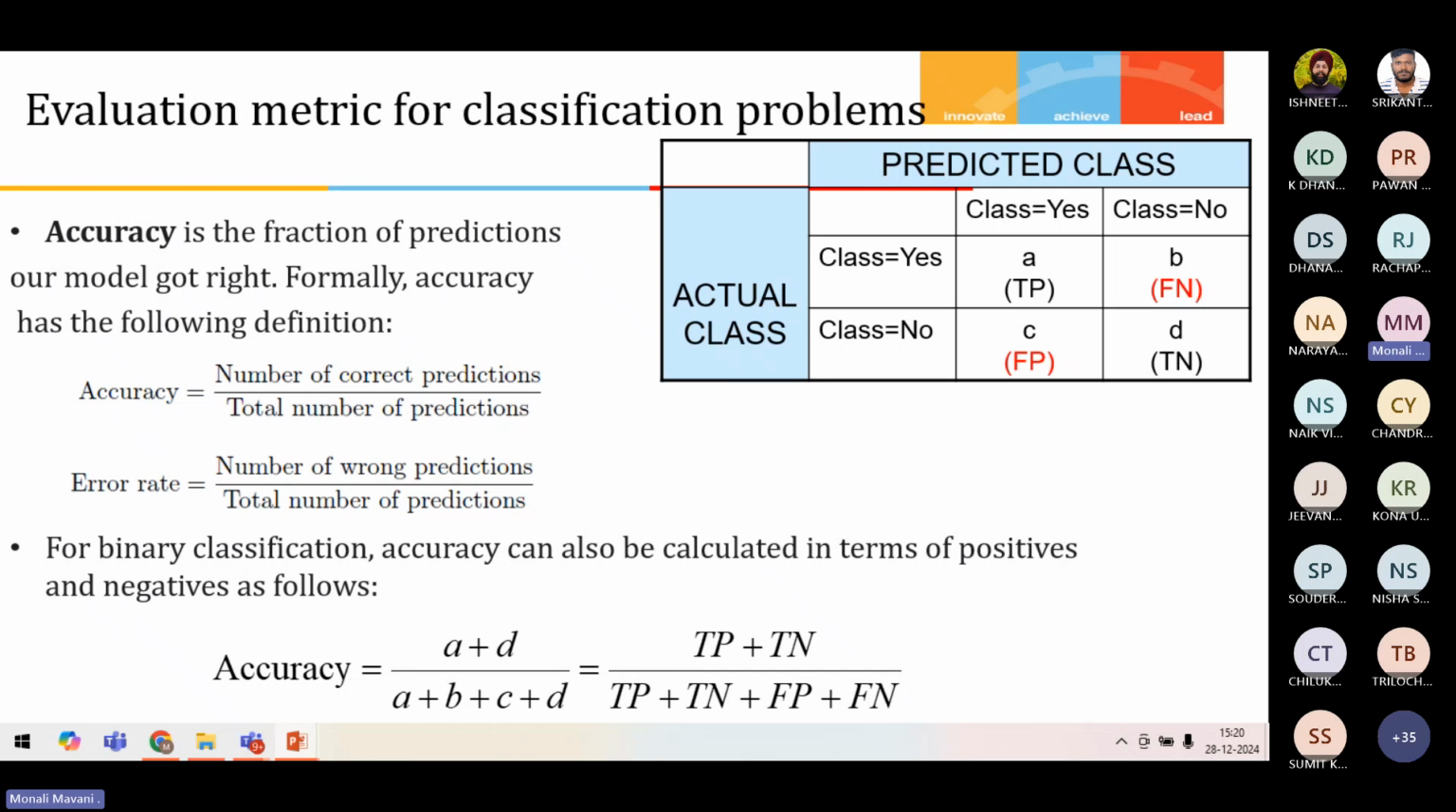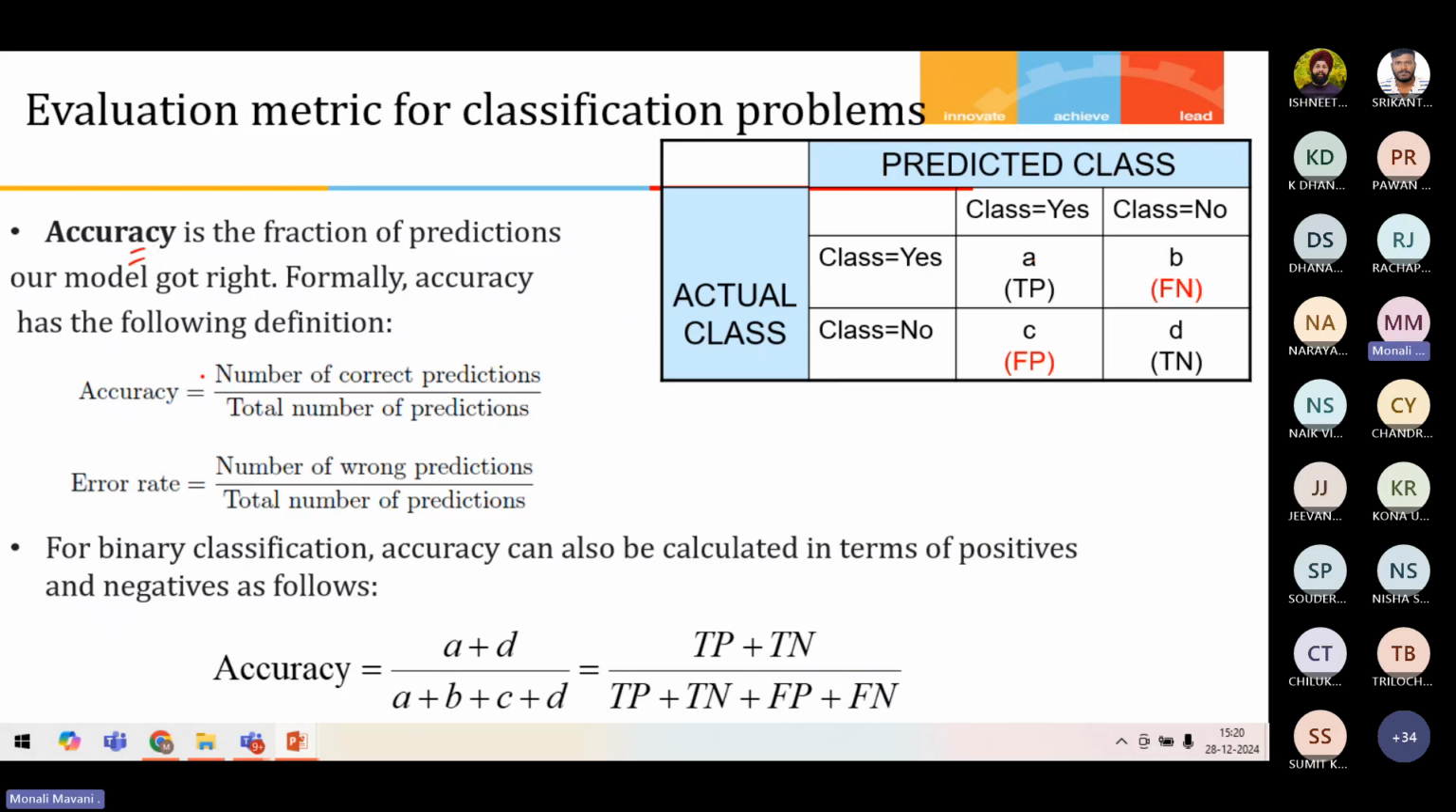So this is a classification. Let's understand from a classification perspective. We use this confusion matrix, these numbers, what we put in A, B, C, D. A lot of measures are based on these numbers. So the first one is very simple: accuracy.